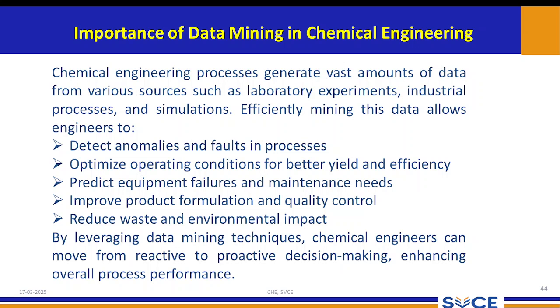the deviation of data. So by leveraging the data mining techniques, chemical engineers can move from reactive to proactive decision making. Reactive means once it has happened, then we are reacting back. Reactive to proactive, that means we understand this will happen and proactively we take the decision. For example, weather condition, which I already told you during the Unit 1 coverage, but anyhow I would like to recap the things.